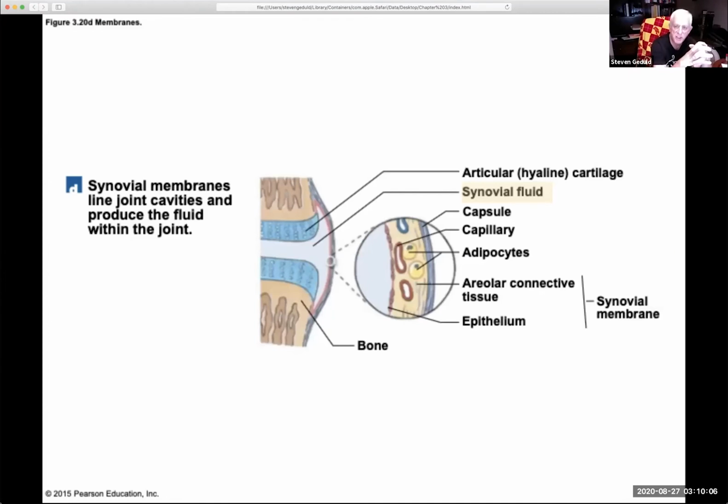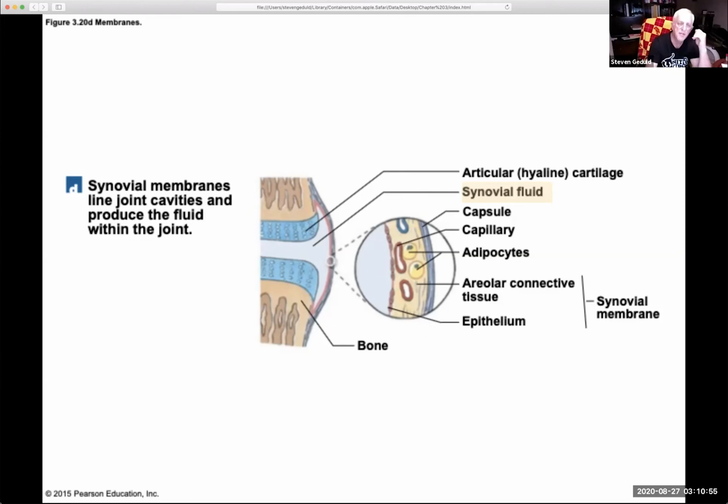Okay? You have an articular cartilage, which is your hyaline cartilage. Again, it prevents bone-to-bone contact. You have synovial fluid that fills this joint here. This fluid fills by flowing between the cells and filling this joint. And in this capsular layer that surrounds the bone, the synovial fluid and the hyaline cartilage, you have the outer layer of the capsule, you have capillaries, okay, where you can exchange oxygen, nutrients. You have adipocytes, which is for cushioning, and you have your areolar connective tissue. And the epithelium is adjacent to the synovial fluid. And that's how the joint's designed.